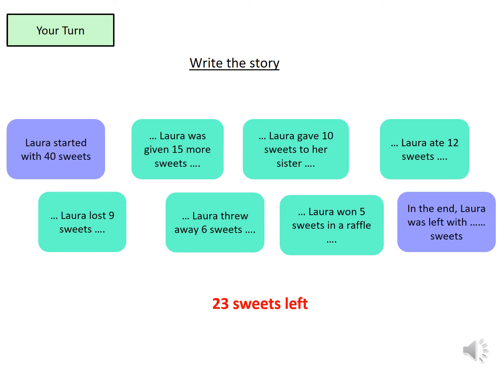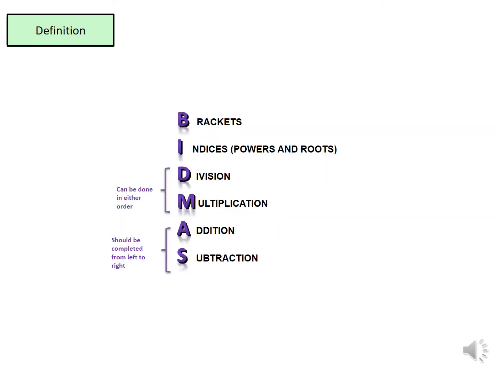But what we're trying to see here is how you have to follow an order in order to get your answer, a specific order. Now, with BIDMAS, we have this order set out so that the first thing we would always be dealing with is brackets. Then it would be indices. Then we can have division and multiplication, which can be done in either order. And finally, addition and subtraction come last. But this should be completed from left to right. And I'll give you an example of what I mean.